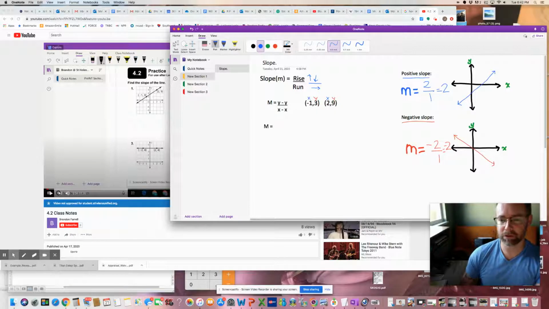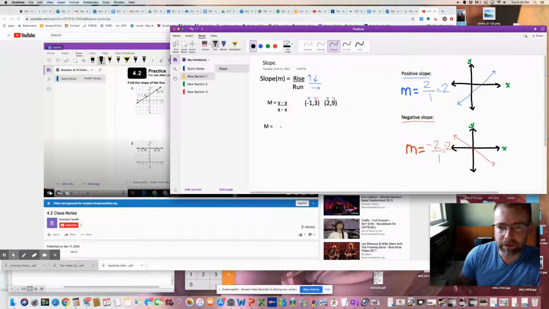So now we're going to take these four numbers right here: -1, 3, 2, and 9. And we're going to plug them into this formula right here. We're going to put the y's on top, this and this, and the x's on bottom, this and this. I'm going to make my little line here for the fraction.